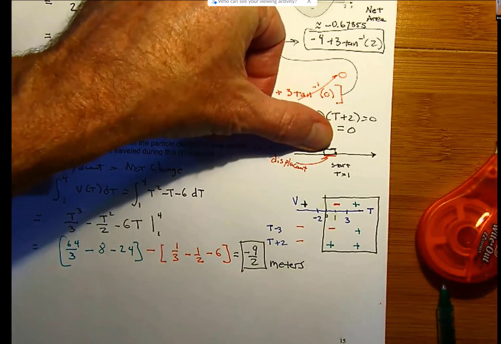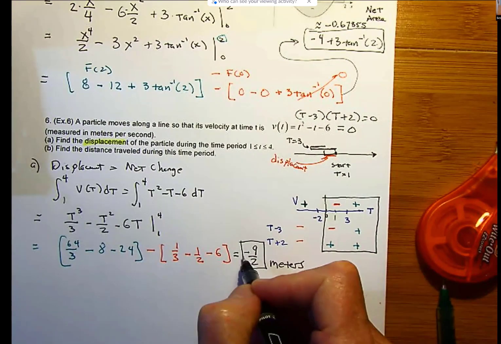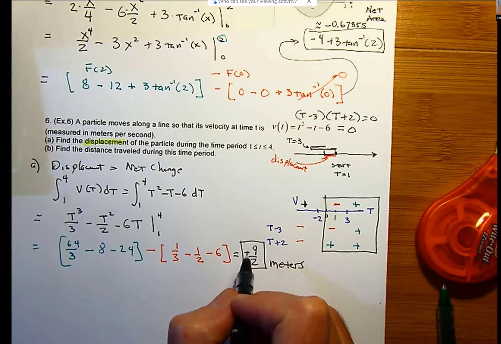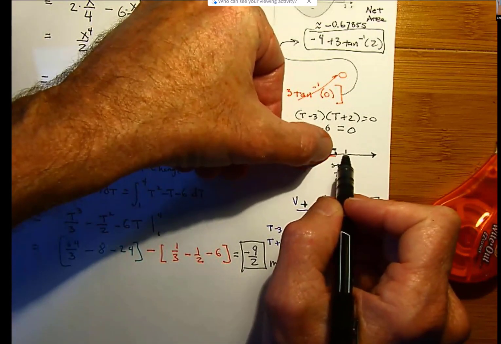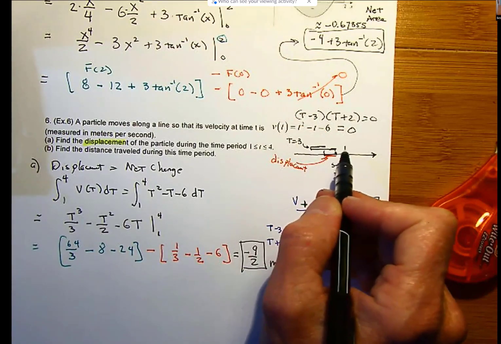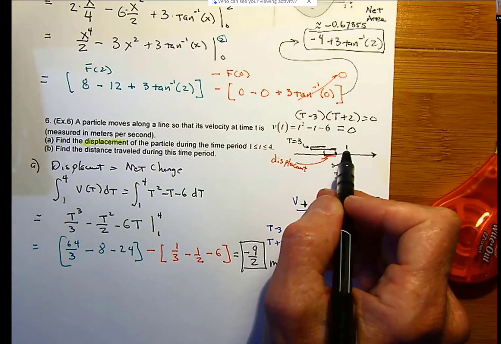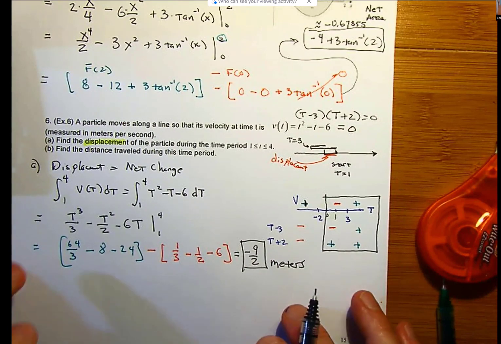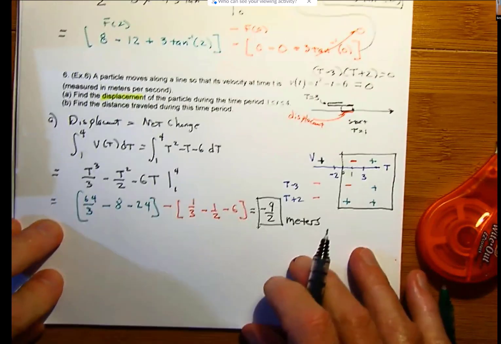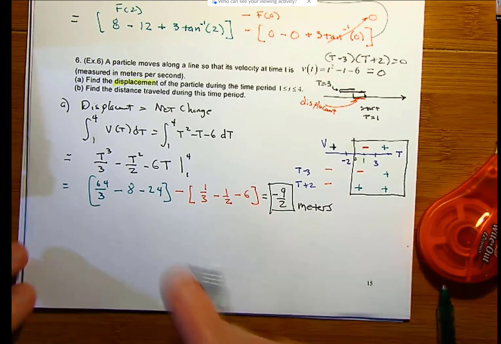The particle went backwards. If this had been positive, then that would have meant the end of the story is the particle finished over on the other side. It went back and then came forward and ended up with a little extra positive. Okay, that's the first question, displacement, we got it. Okay, let's do the second question, part B.